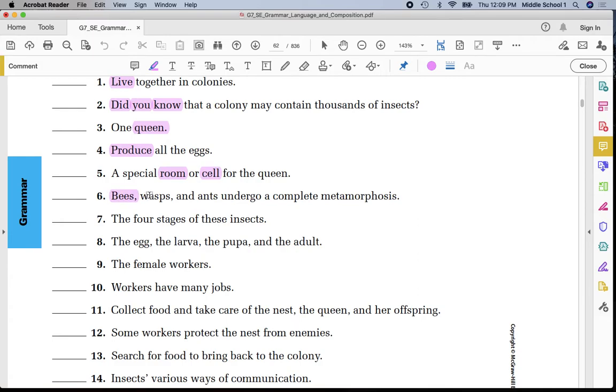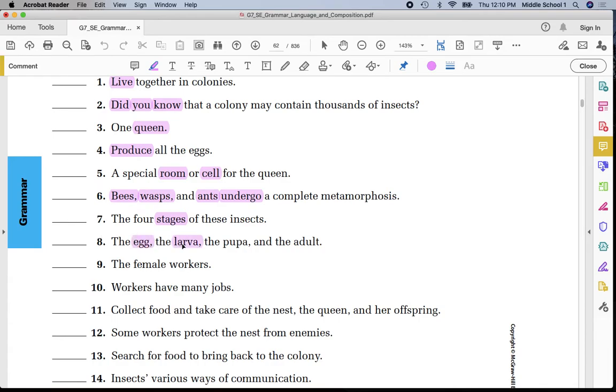Number 6, bees, wasps, ants undergo a complete metamorphosis. On the line for number 6, I place sentence. Number 7, stages. The 4 stages of these insects. This is a subject. It's missing a predicate. Number 7 is a fragment. On the line, I put P because it's missing the predicate.